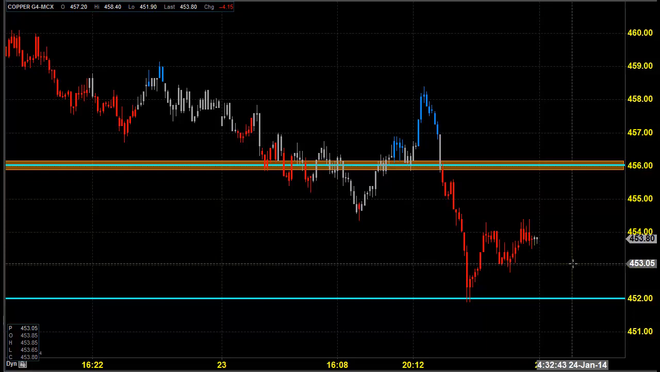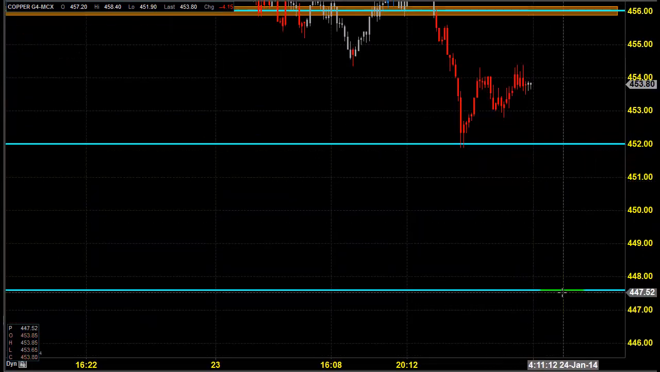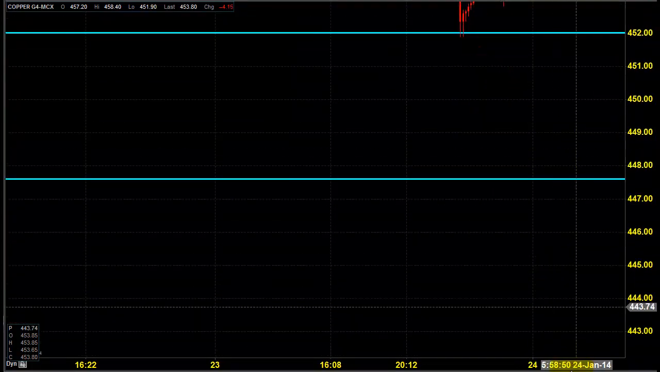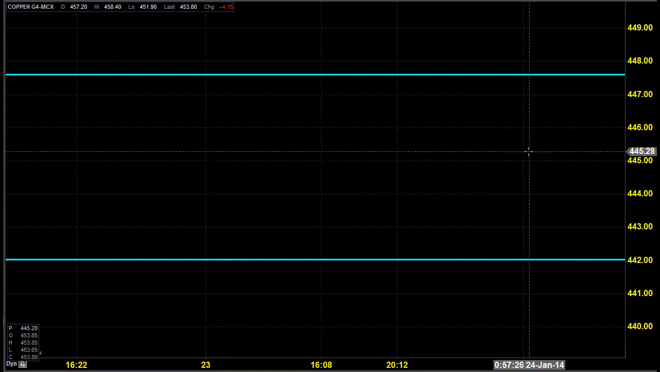So let's see what happened during the trading session and the expected target zone. If the trend continues, 447.6, and at the bottom 442 you can expect.